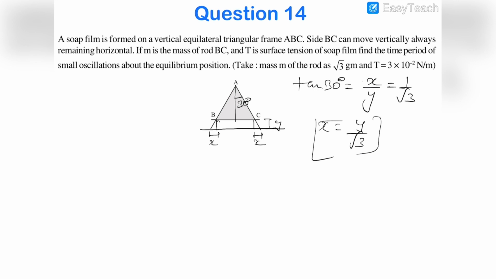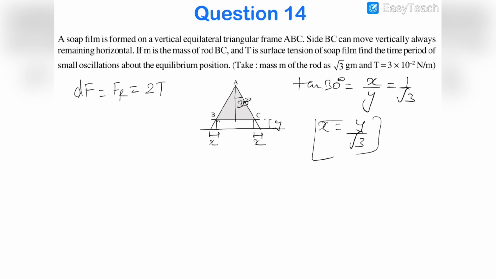Now we know that the additional force is the only force responsible for performing SHM. So the additional force dF which is generated is also called the restoring force. This restoring force is the additional force acting on the additional length of the wire, which is 2x. So the additional force would be 2T.